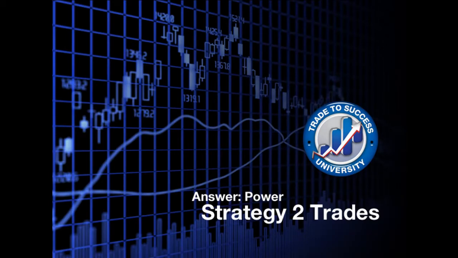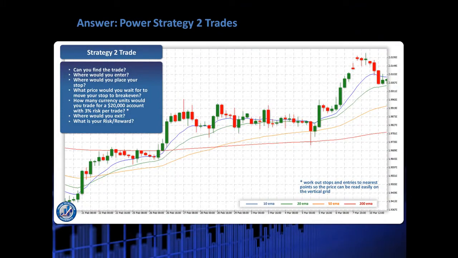Okay, so let's go through the answer to the Power Strategy 2 question on the previous page. This is the chart in question. So can you find the trade? Well, the trade should result in a long trade. So the ABCD is this one here, ABCD.